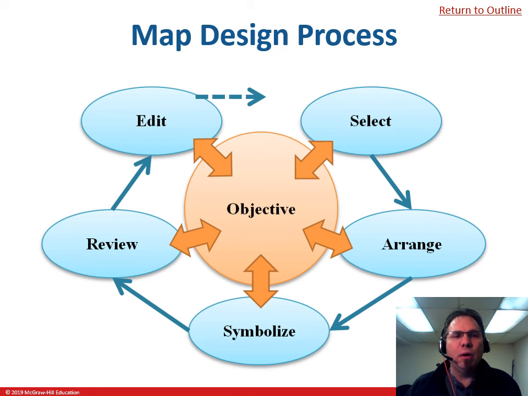Okay, so here's a nice diagram that kind of shows you the process of how to make a map. And it all starts with the big blob in the middle called the objective. You always want to keep the map's objective in mind when creating the map. Every decision that you make in terms of the data selected, how to arrange it, symbolize, review, and edit, all must go back and fulfill what the objective of that particular map is.